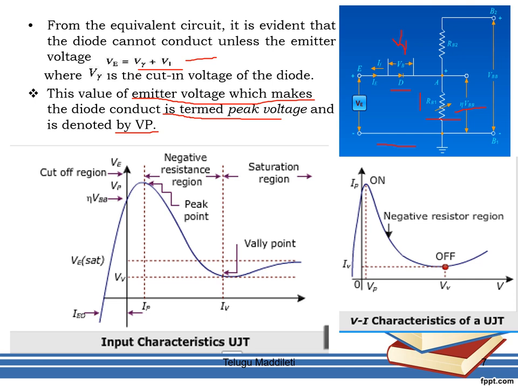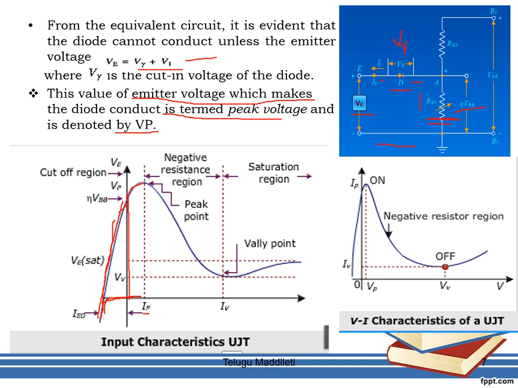Here, as long as the input voltage is less than or equal to V gamma plus V1, the diode gets reverse biased. So there will only be a minority current, a negative current, which is less than IP. When the emitter voltage is equivalent to eta VBB, the drop across RB1, then the anode voltage is equivalent to the cathode voltage. Then neither reverse current nor forward current flows in the circuit. That's why the current is equivalent to zero. When both sides' voltages are equal, no current flows in the circuit.